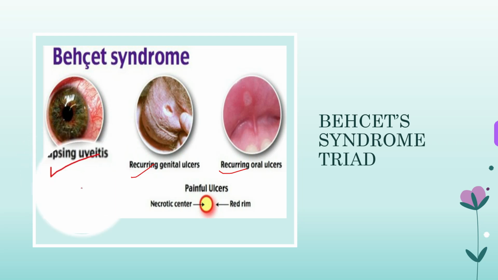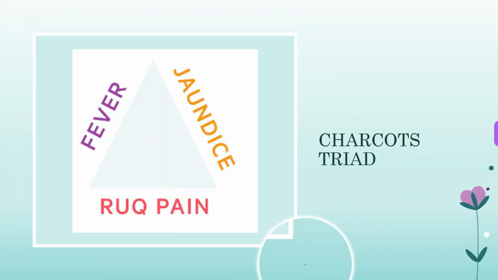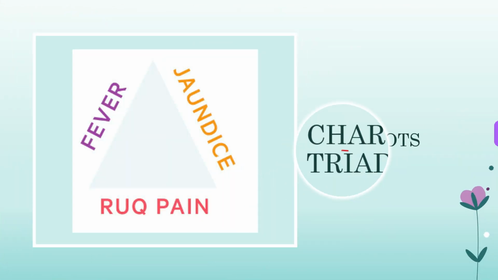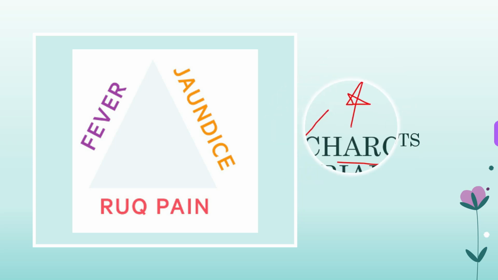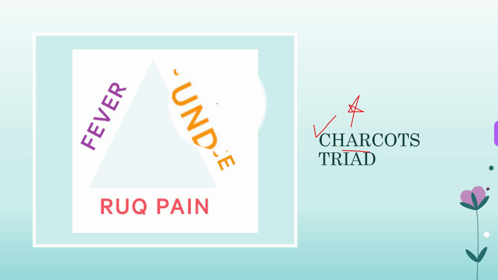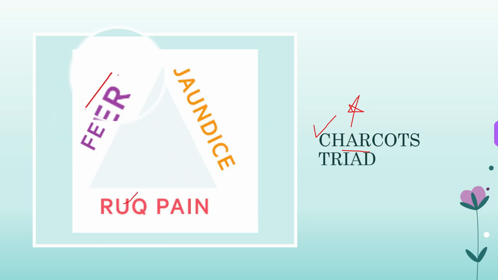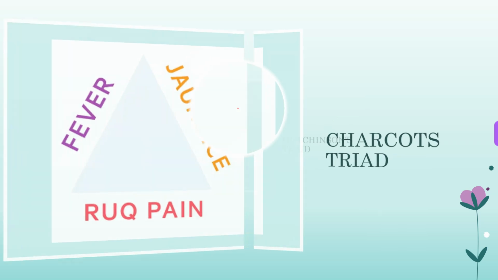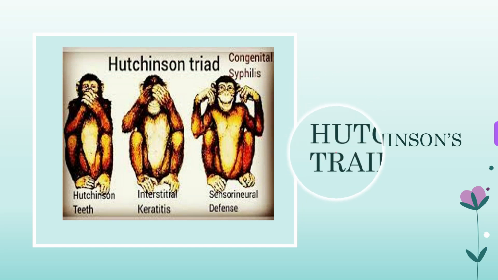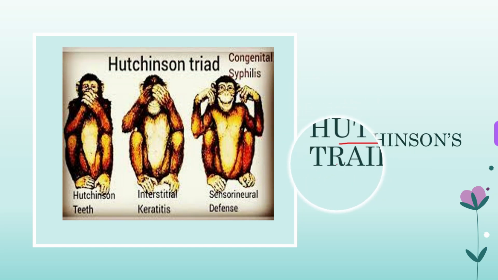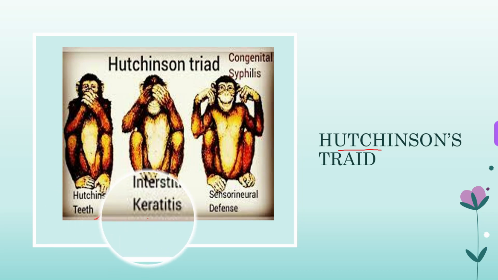Next we have another triad, that is Charcot's triad. I think everybody is familiar with Charcot's triad. I think I have already discussed this. So what are the triads? That is pain, fever and jaundice. Next we have Hutchinson's triad. So in Hutchinson's triad, what we will see, that is Hutchinson's teeth, nerve deafness and interstitial keratitis.